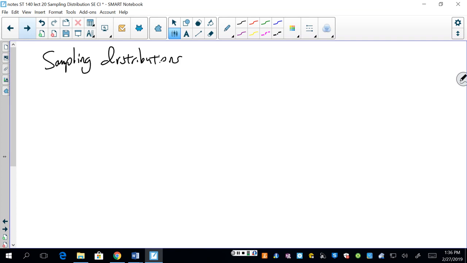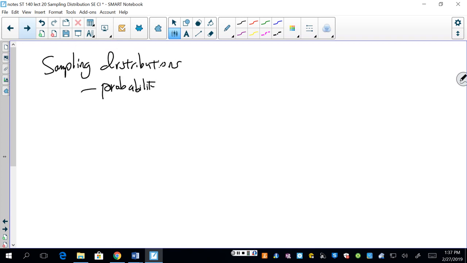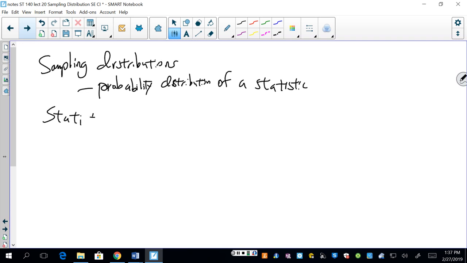And so a sampling distribution is a probability distribution of a statistic. And a statistic is some numerical summary of our data.